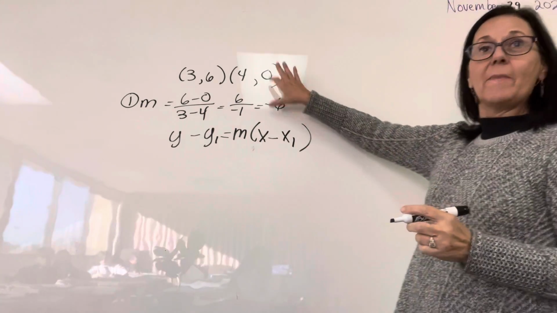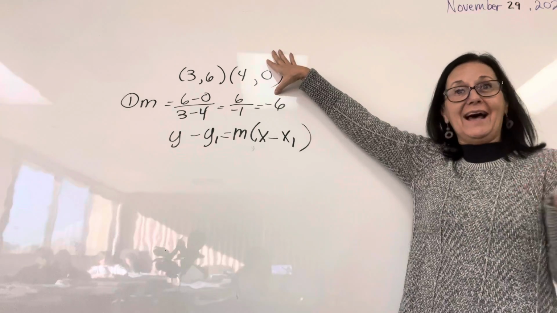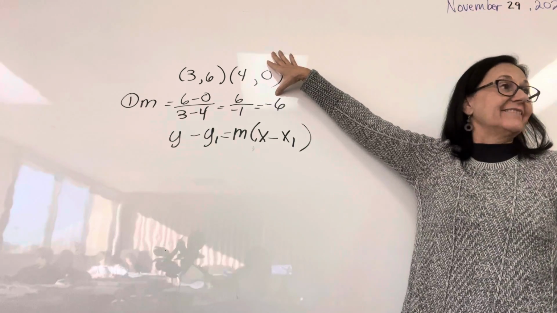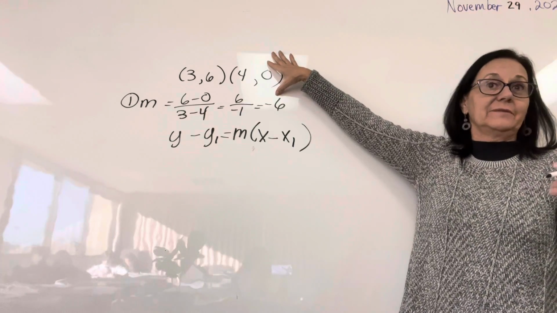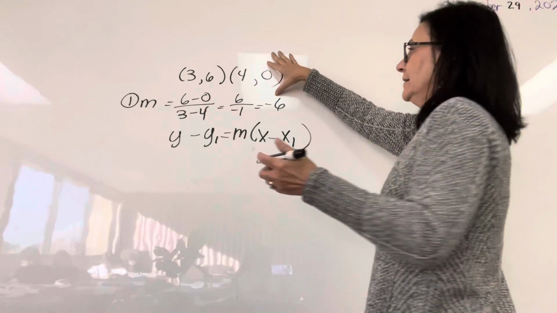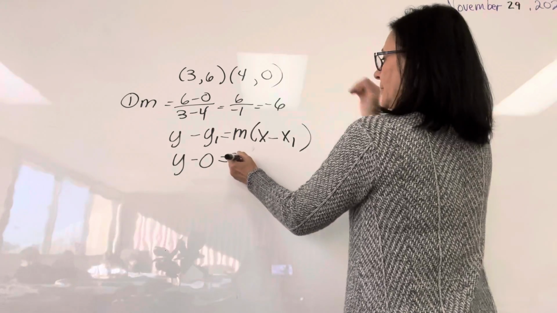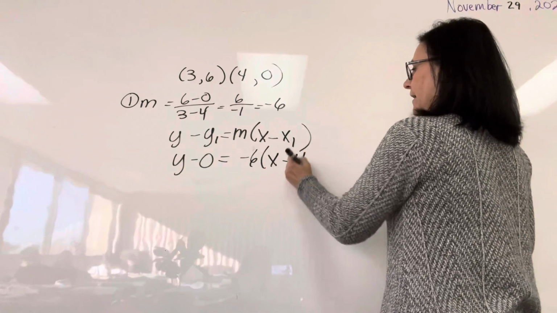I have the slope, I have a point. I'm obviously going to use the one with 0 in it because then I don't have to add or subtract anything, right? I mean, that's what I would do. It doesn't matter which one you use. You're going to come up with the same answer. The slope is -6 times x minus 4.